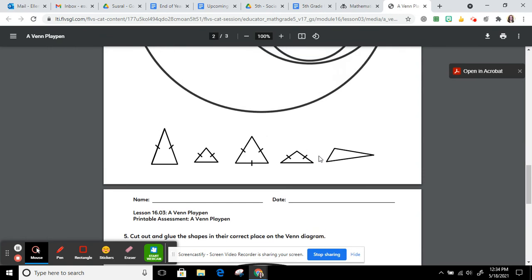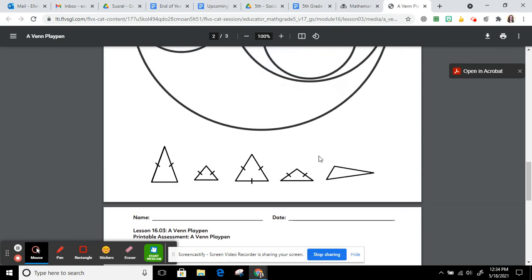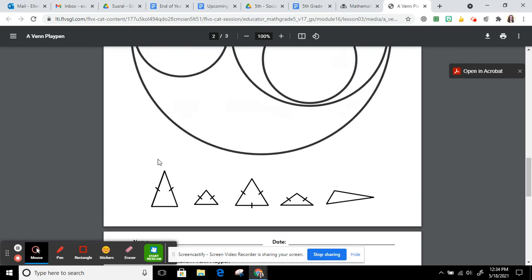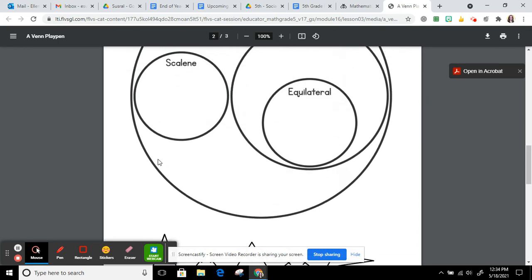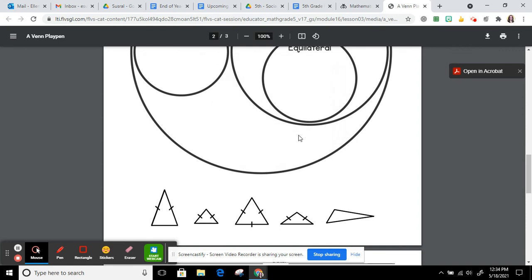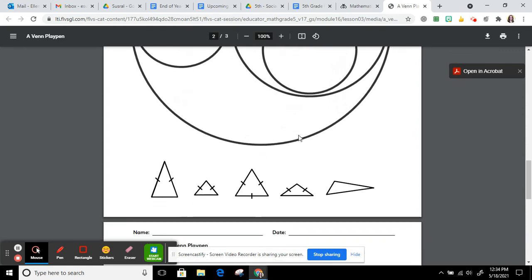Now, if you don't have scissors and glue, what you could do is you could just draw neat arrows to where you would place them. So what I mean by that is you could look at this shape and you could draw an arrow to whichever spot that you would place it. Okay, so that's fine with me if you would rather draw arrows instead of cutting them out and placing them.